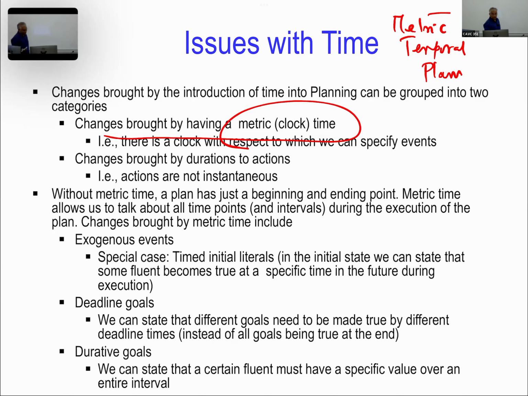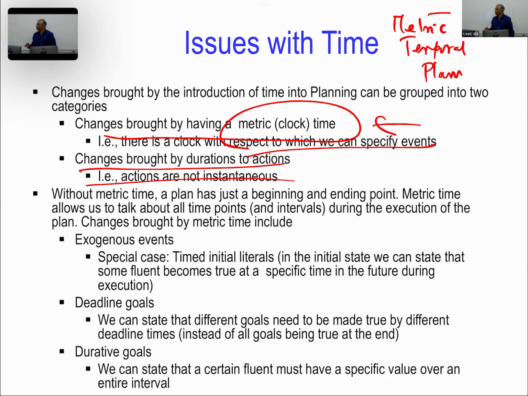It can be a good thing, it can be a bad thing. For the class, it looks like a bad thing. I have to show up at 1:30. But for Back to the Future, it's a good thing. In fact, a whole bunch of things that NASA does depend on exogenous time. You set yourself up so that you get a gravitational boost from a passing object, for example, or stop an asteroid. So that's one type of issue, metric clock time, a clock with respect to which we can specify events. Changes brought by durations: actions are no longer instantaneous.